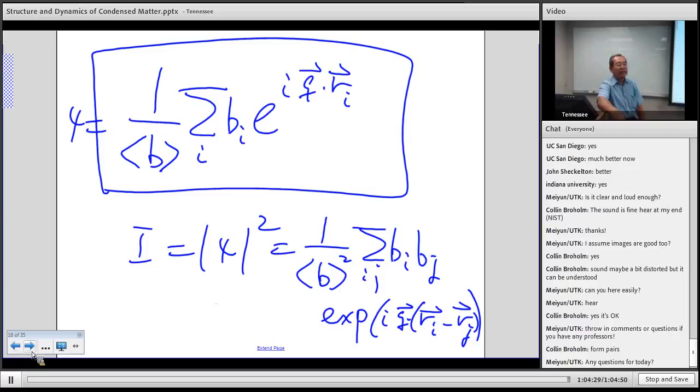Good. So I gave you three homeworks today, and this all relates to the interpretation of this equation. On Thursday, we'll discuss small angle scattering and the Debye-Waller factor. Thank you.